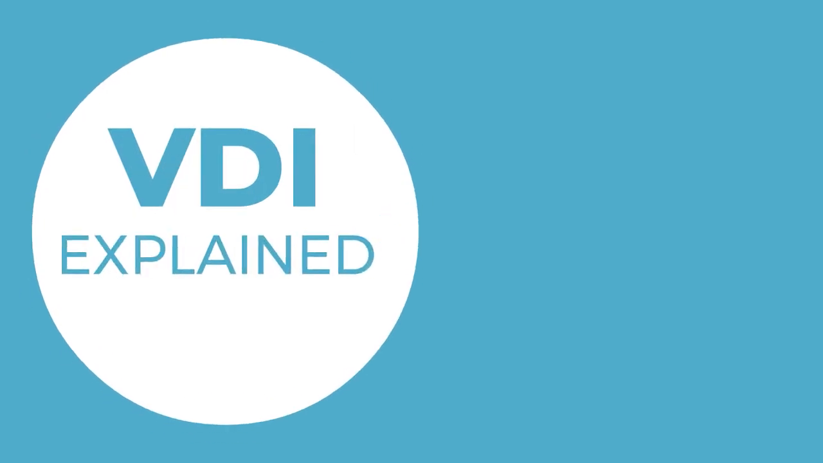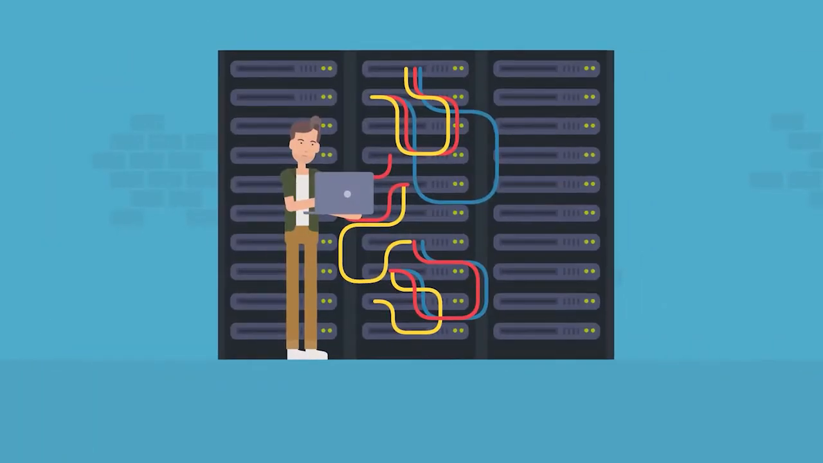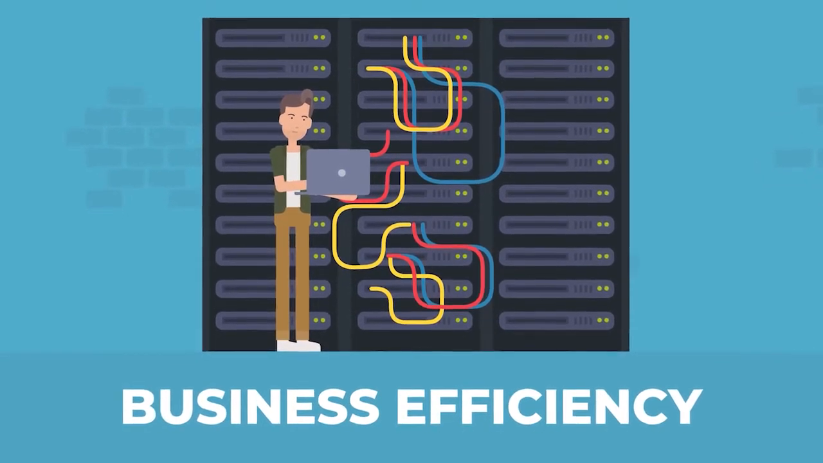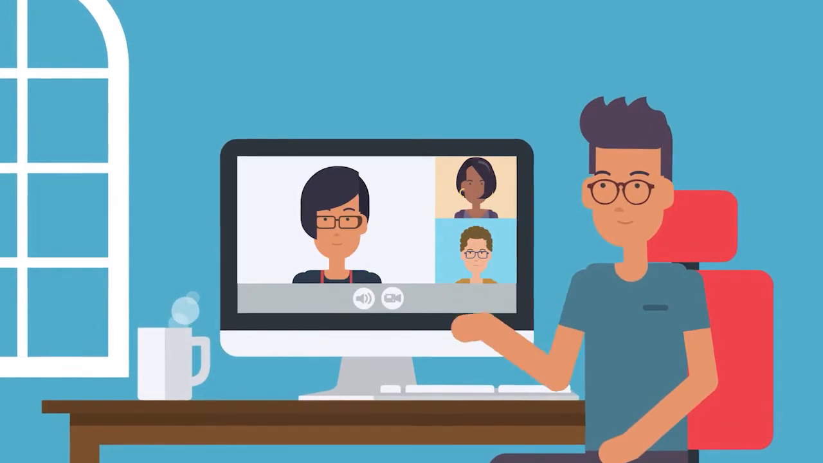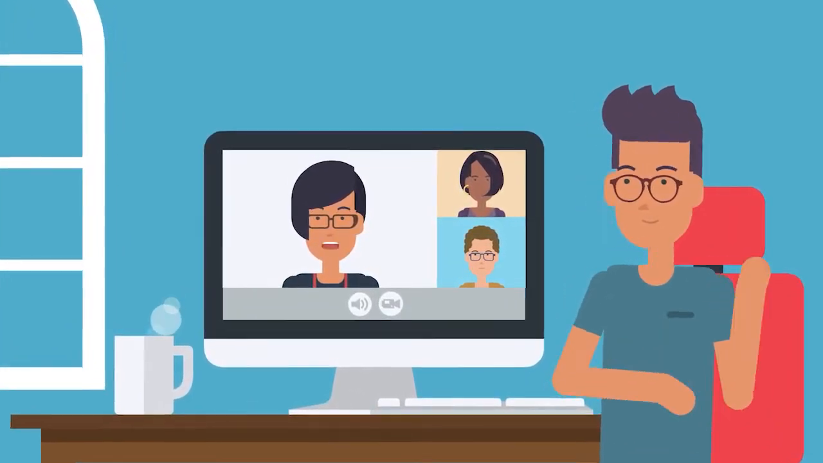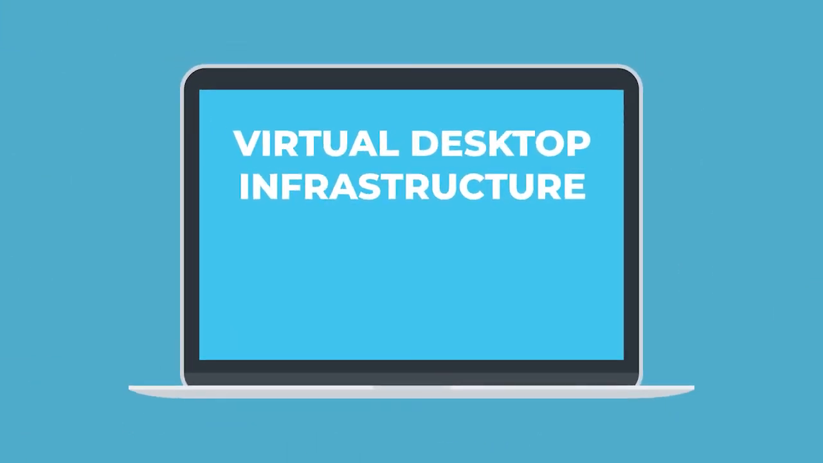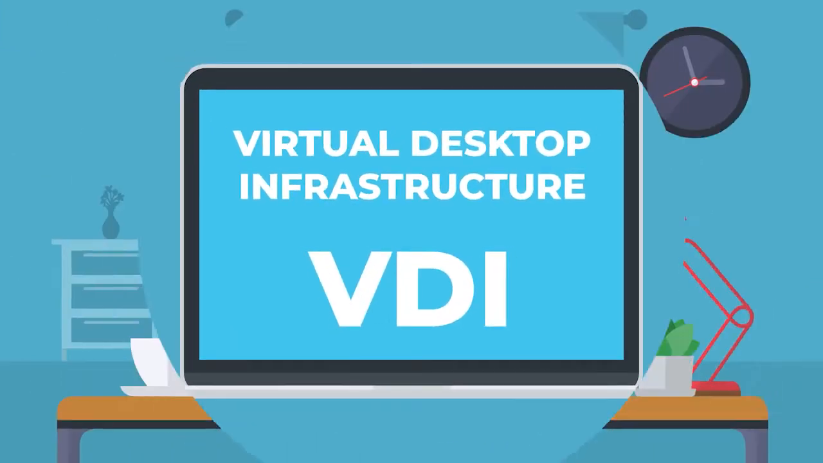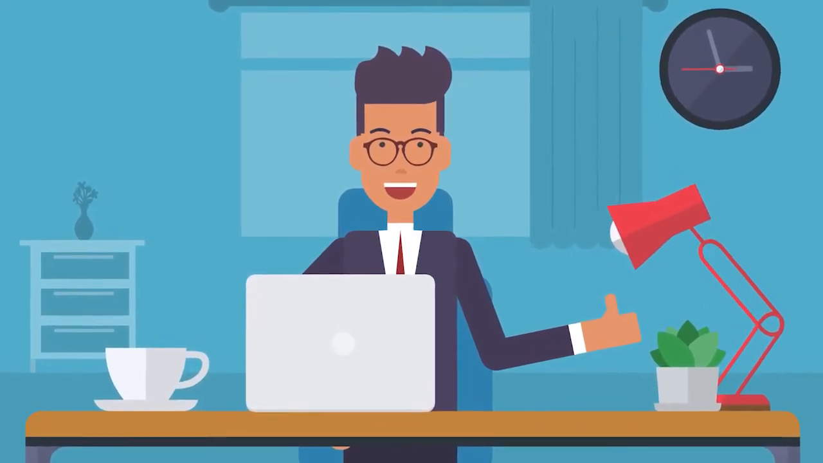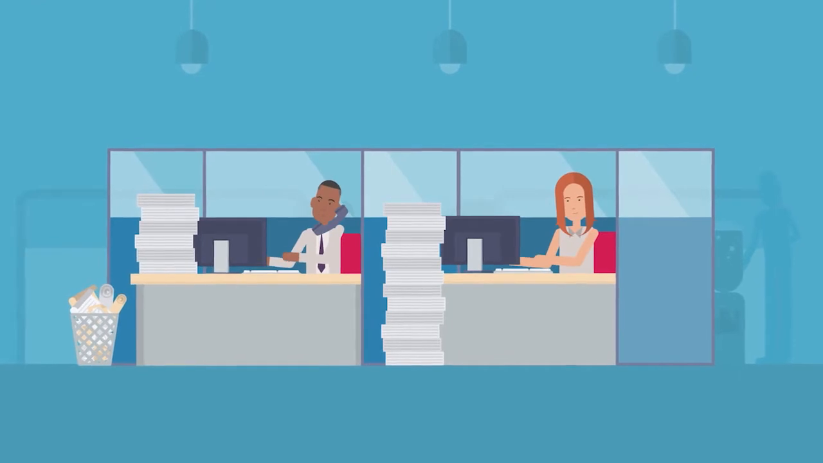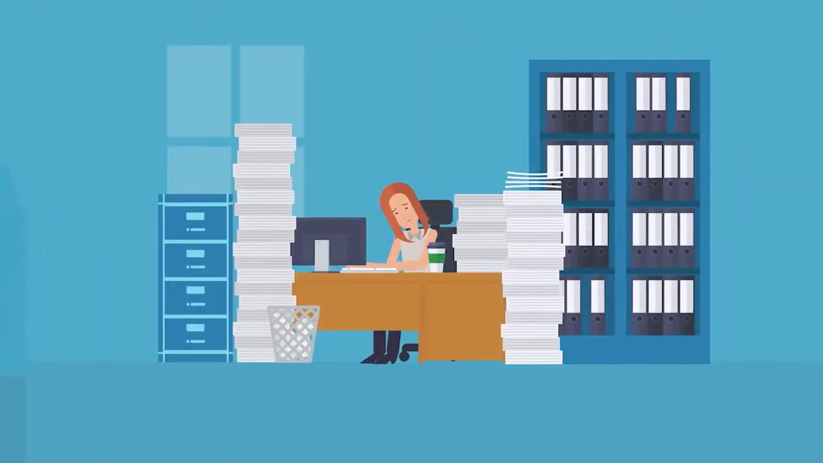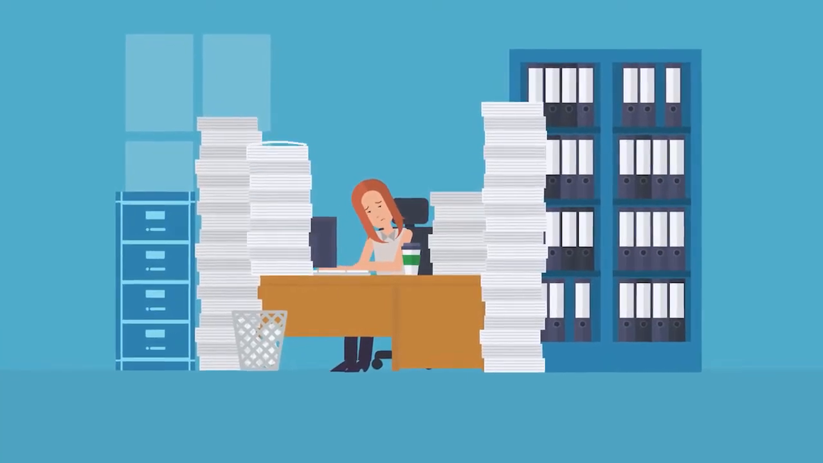VDI Explained. One of the main objectives that IT departments have is to enhance overall business efficiency through the use of technology. This objective came to the forefront after COVID-19 forced businesses around the world into remote operations. Virtual desktop infrastructure, also known as VDI, became a lifeline for many businesses as it allowed them to carry on seamlessly without disruption. Before this pandemic hit, however, many businesses and IT departments did not have the proper remote workforce solution put in place to sufficiently support their operations.